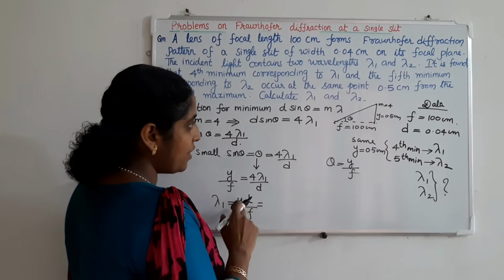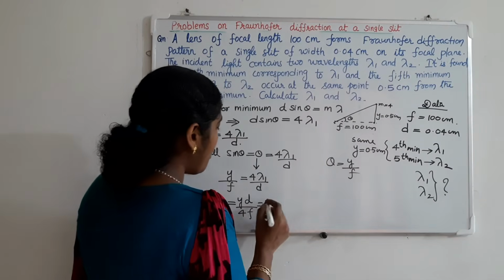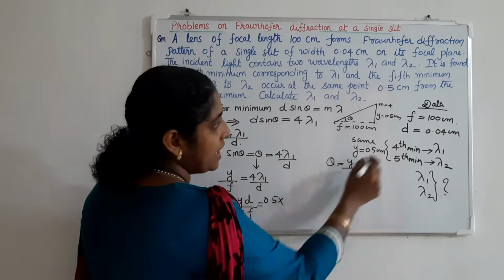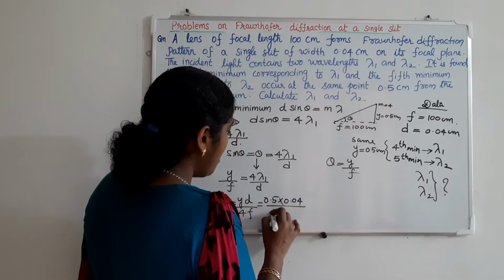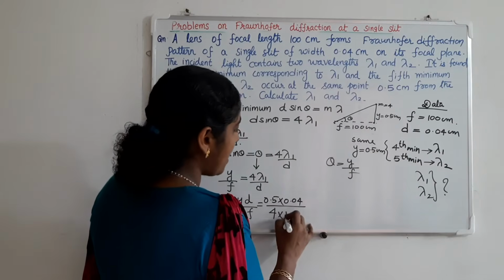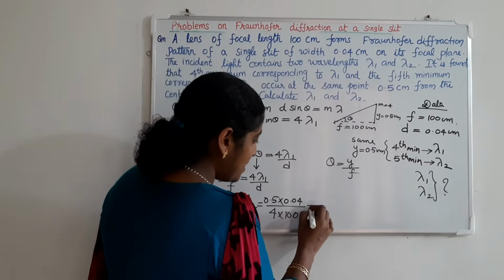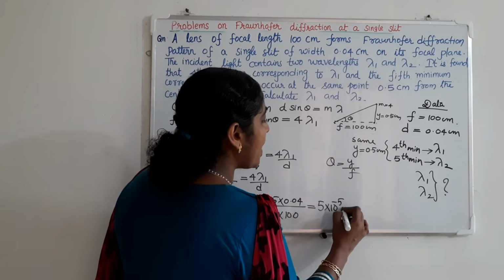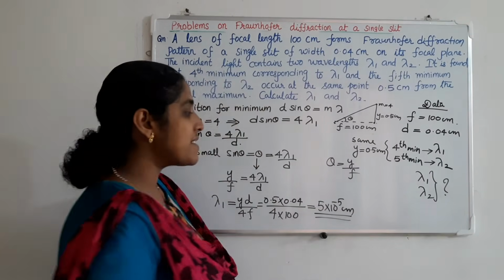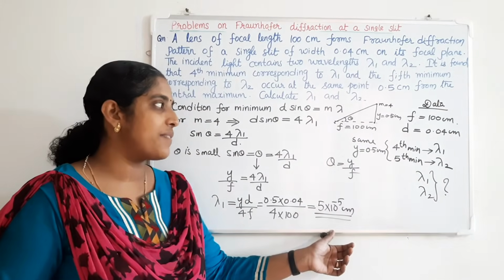On substituting the values, y is equal to 0.5 centimeter into d is equal to 0.04 centimeter divided by 4 into focal length 100 centimeter. On calculating it, we will get lambda 1 as 5 into 10 raised to minus 5 centimeter. So the first wavelength is 5 into 10 raised to minus 5 centimeter.